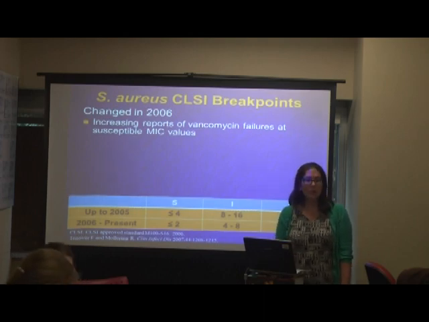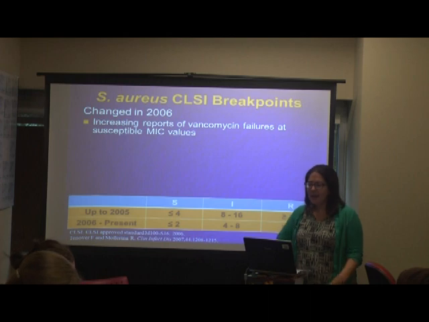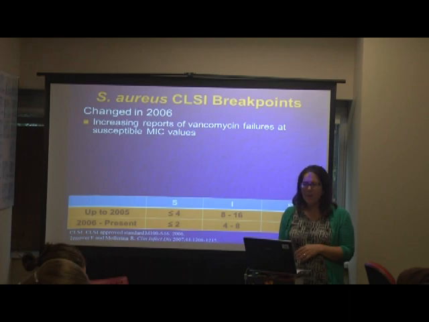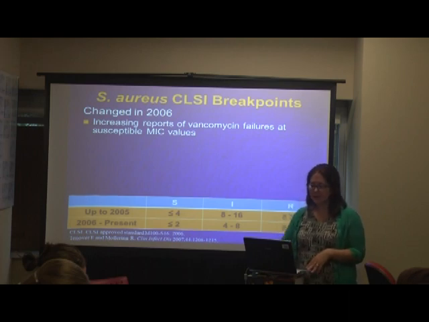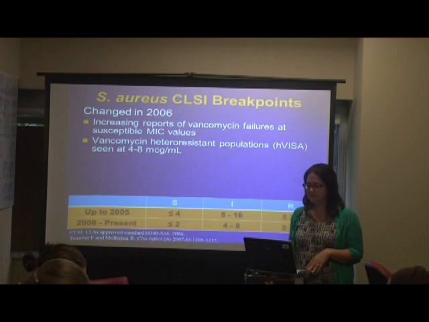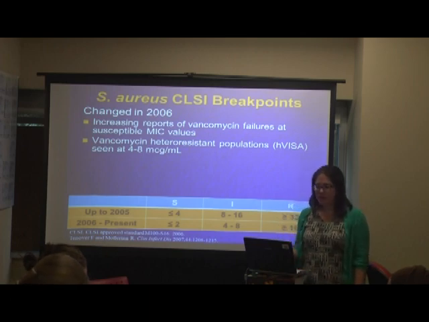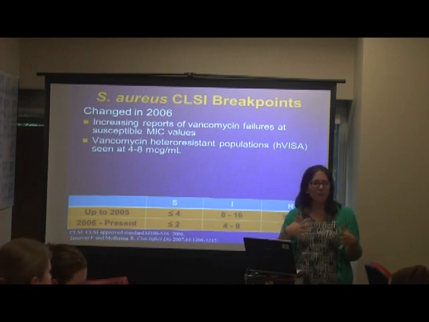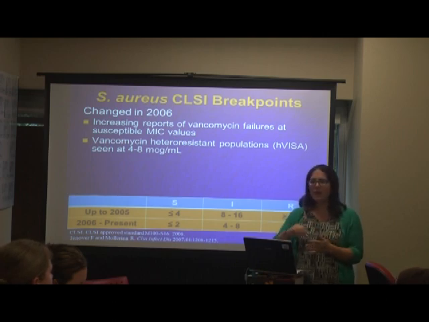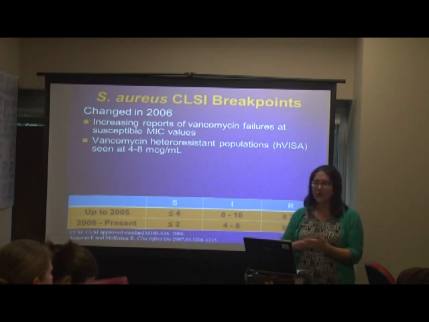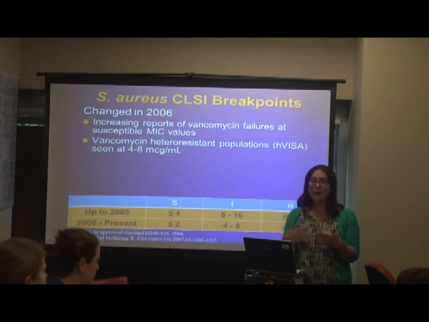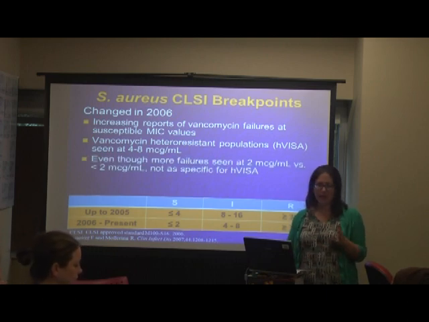In 2006, there was a change in the breakpoints from CLSI and what bacteria we can use vancomycin in, so a change in MICs. And this is because there's increasing reports of vancomycin failures at susceptible MIC values. Vancomycin hetero-resistant populations were being described, and these were seen at an MIC of around 4 to 8. So within these populations of infection in a patient, you start to see some of the bacteria had vancomycin resistance. So then when you start to treat with vancomycin, you then have those that continue to populate.